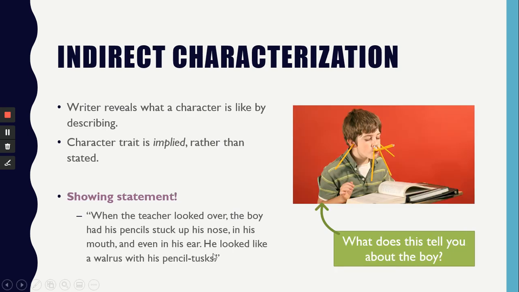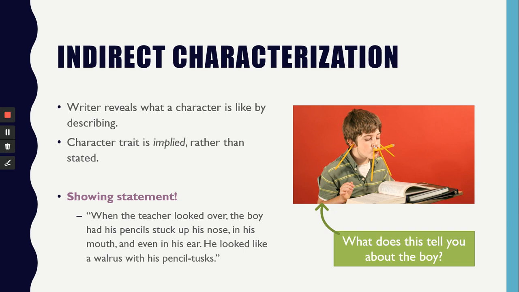Indirect characterization is a showing statement. The writer reveals what a character is like by describing something that they are wearing, something they do, something they say. So the character trait is implied, which means that we have to read between the lines to figure out which character trait is implied through the writer's showing statement.